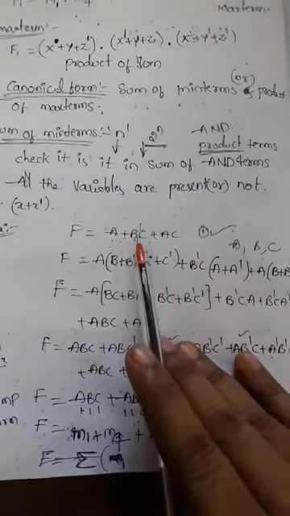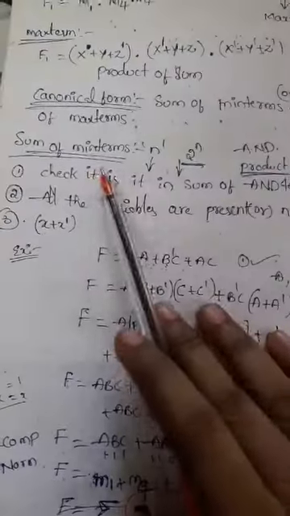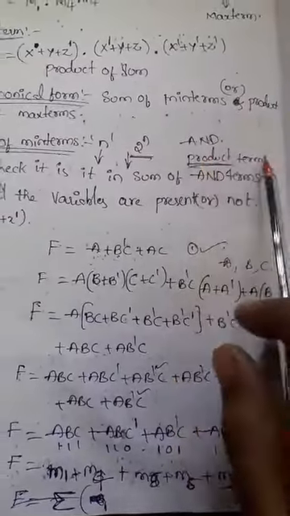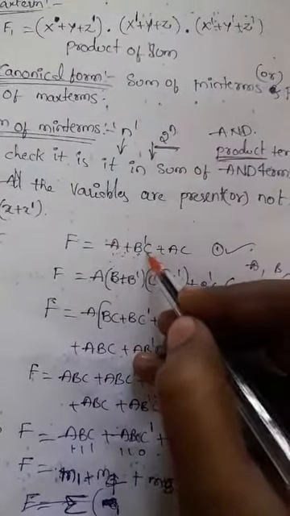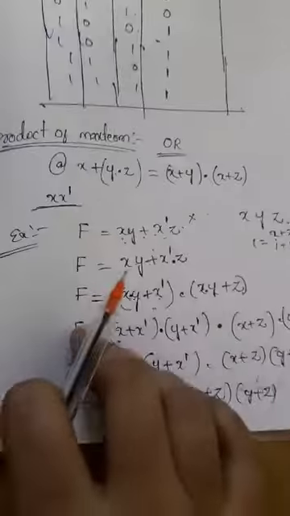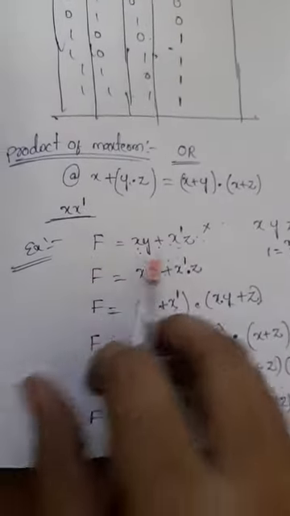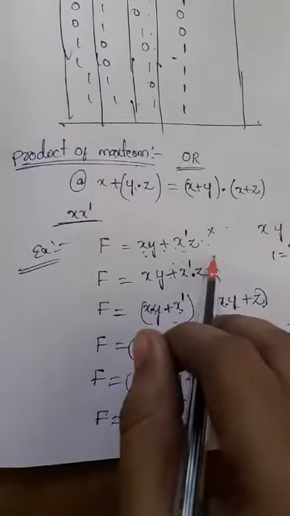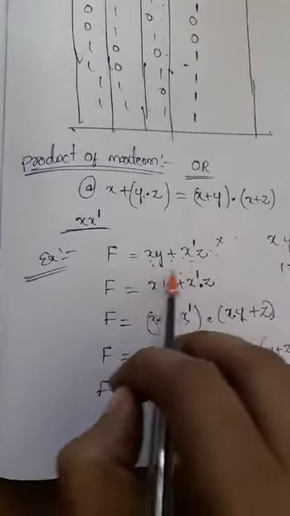Okay, that we can call the product of sum. Here we can call it the sum of minterm, or the sum of product terms. That means the sum is the highlighted point and in between each variable we have the product. So that is the representation of sum of minterm. For product of maxterm, taking the first example, I am taking this equation xy plus x complement z, but just check whether it is in product of maxterm or not.